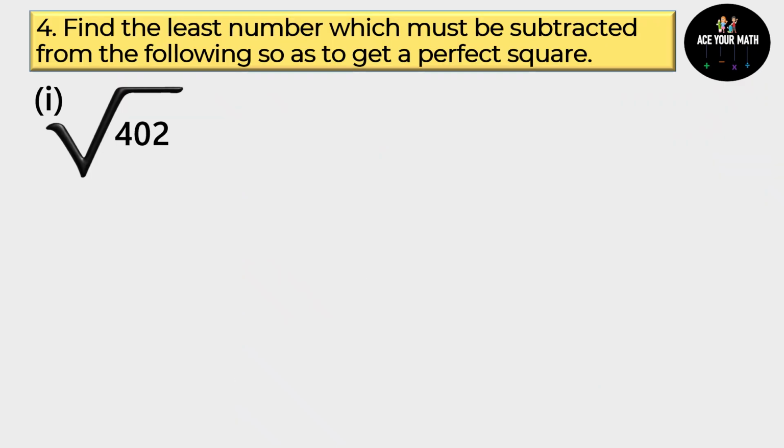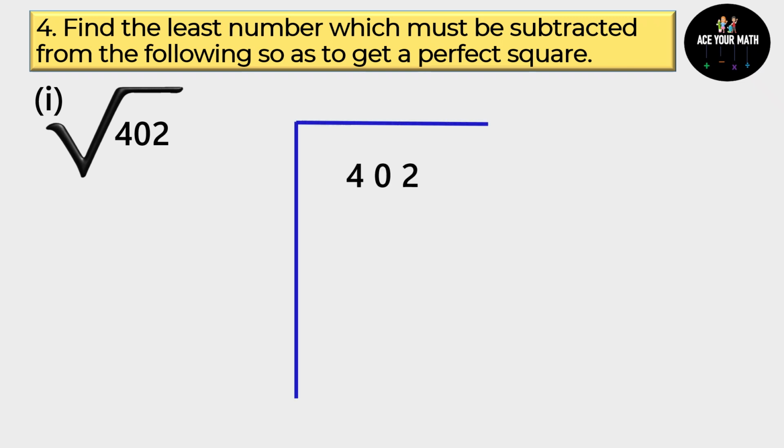Now let's try question number 4. Find the least number which must be subtracted from the following so as to get a perfect square. See, the question indicates that the given number is not a perfect square. So how to solve? First of all, we'll try to find the square root of the given number. Write down the number. Okay, put lines. Now start forming groups. We will start grouping from the right hand side. So 0 2 forms one group, 4 forms another group.